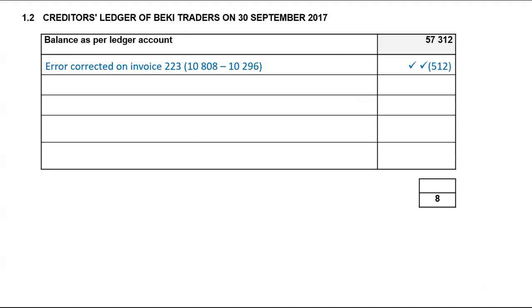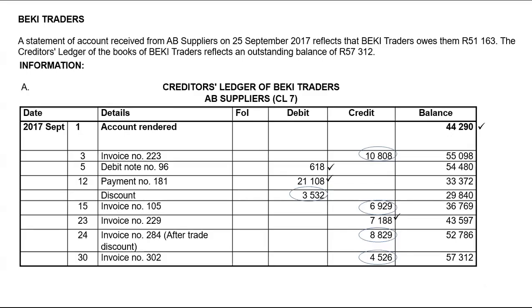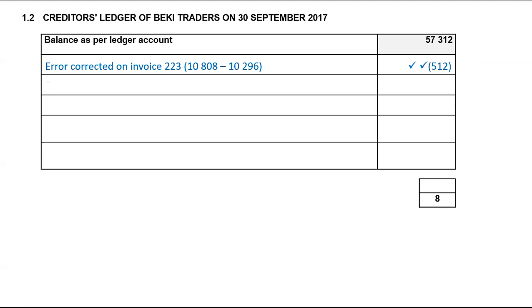In the creditors ledger, it looks like we recorded 3,532. Do you see that on the 12th of September? We recorded a discount of 3,532, but they only gave us a discount of 2,532. So we need to reduce the discount that we got by increasing their account by the difference. The difference between 3,532 and 2,532 will be 1,000 rand. We are going to add it up in their creditors ledger.